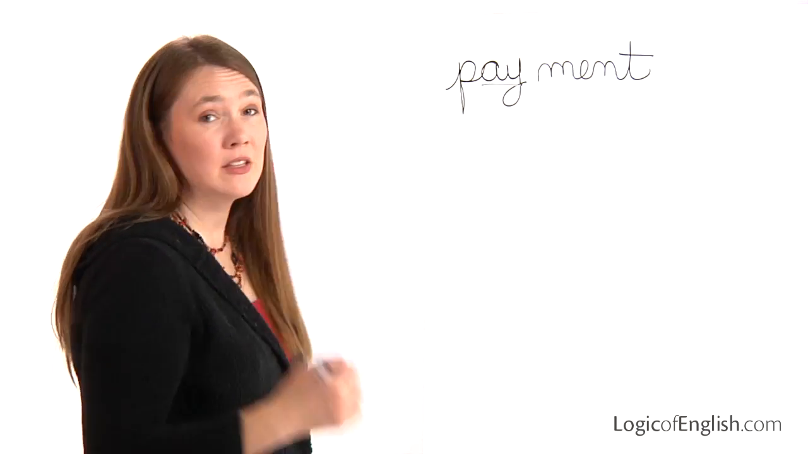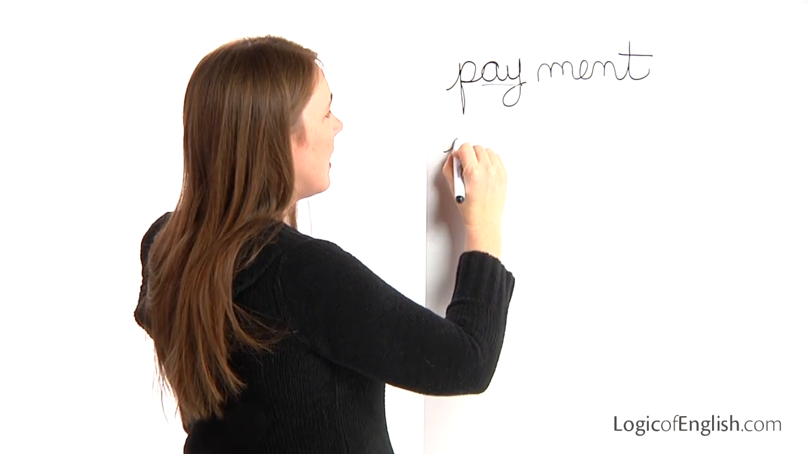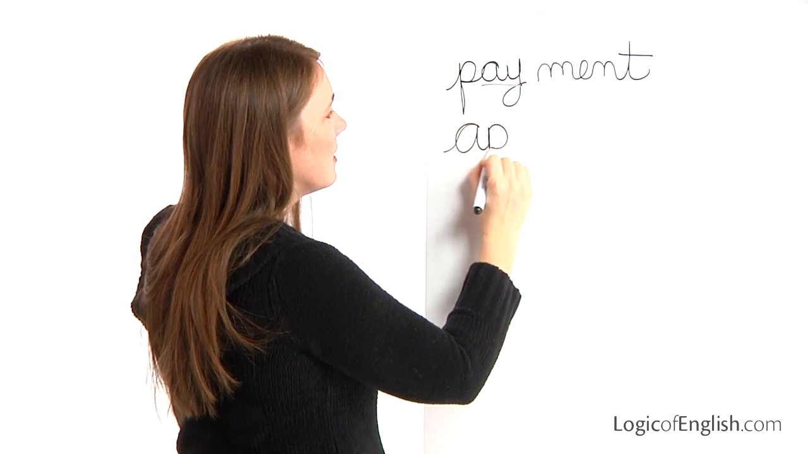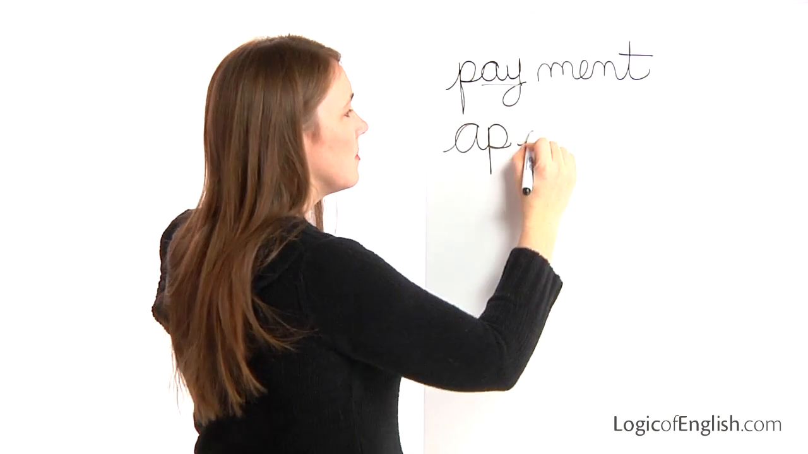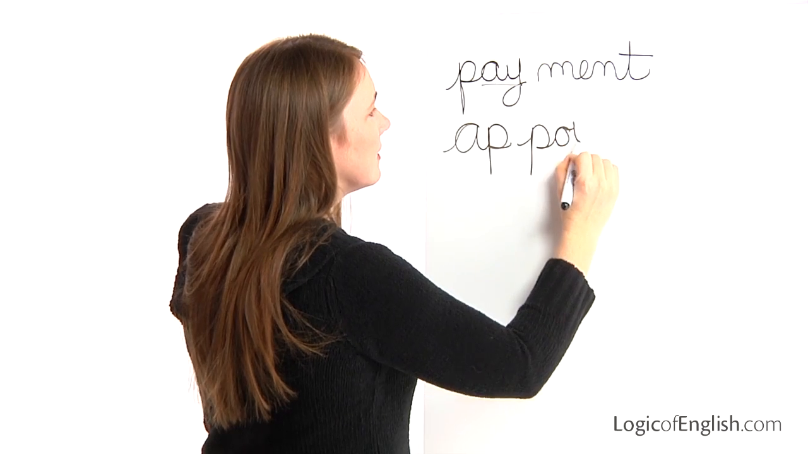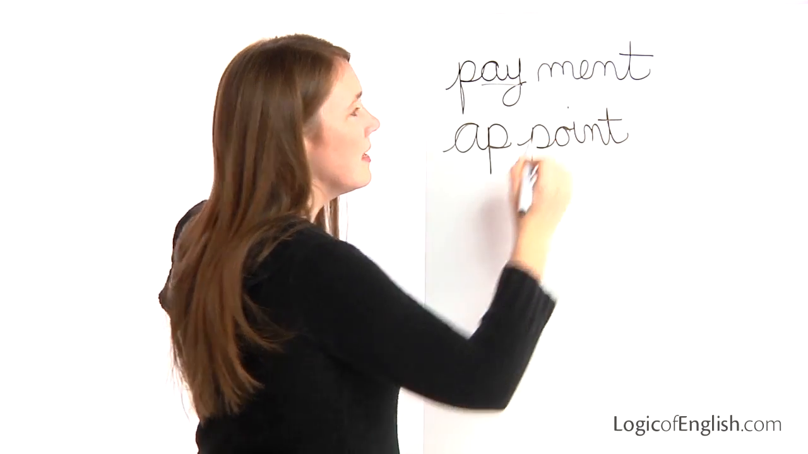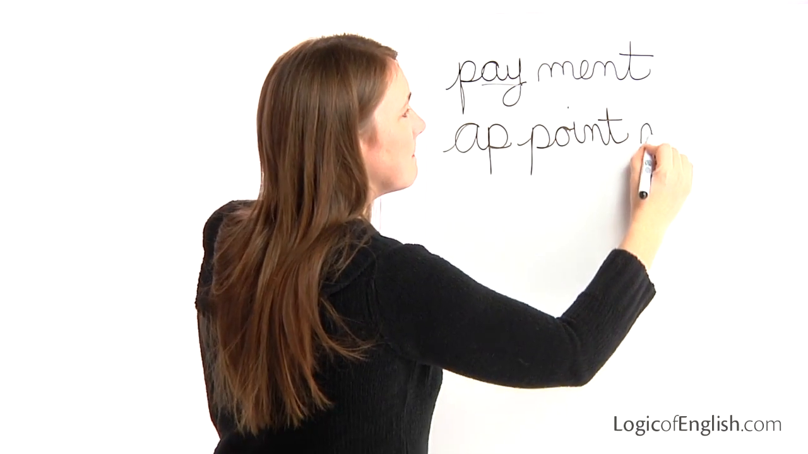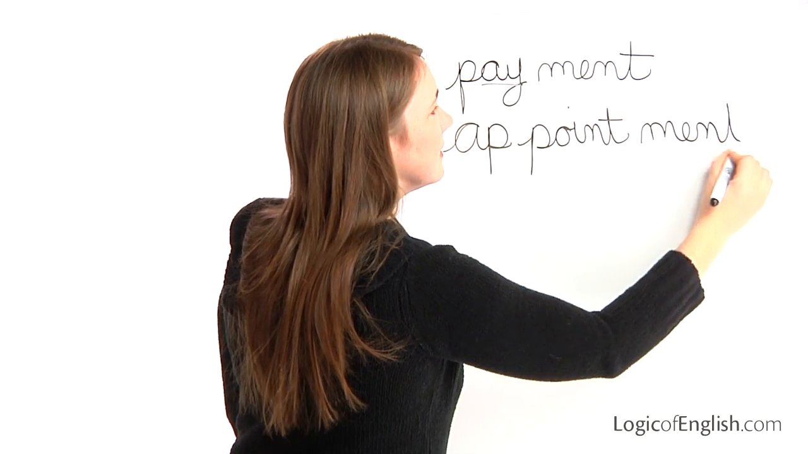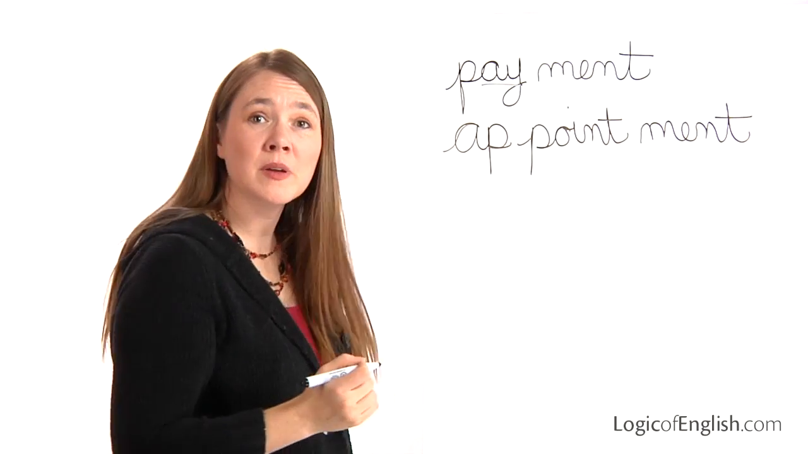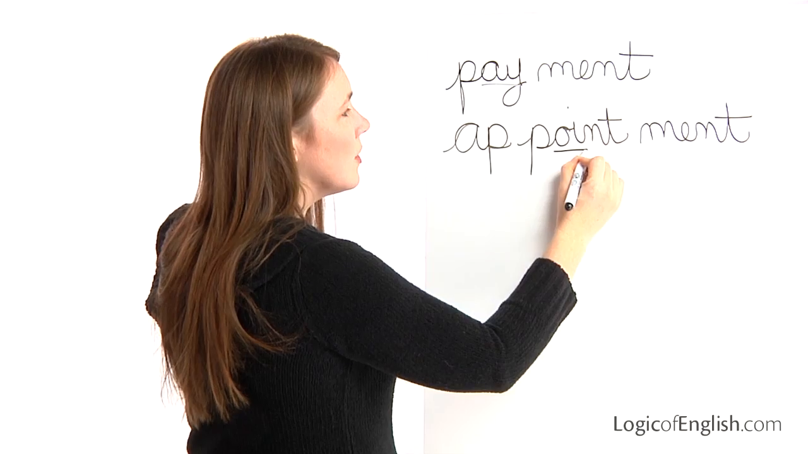And now help me to write it. The first syllable is app, a-p. The second syllable is point, p-o-i-n-t. And the third syllable is meant, m-e-n-t. And how will we mark it? We'll underline the oy.